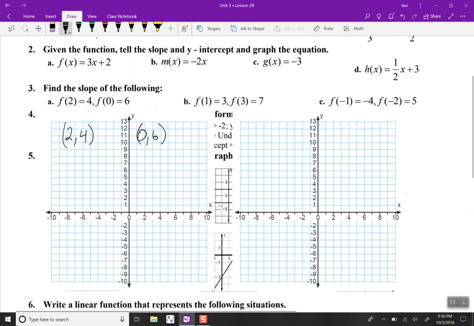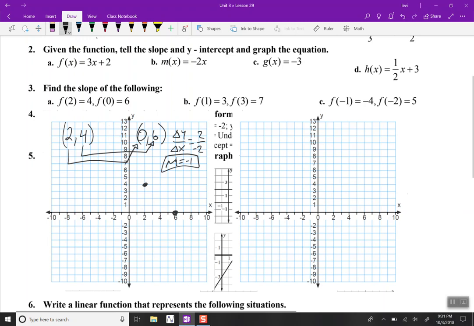The point (0, 6). So what's the slope? Well, from 4 to get to 6, our change in y is 2, and from 2 to get to 0, our change in x is down 2. So what is that? 2 divided by -2, that would be -1, right? Our slope.